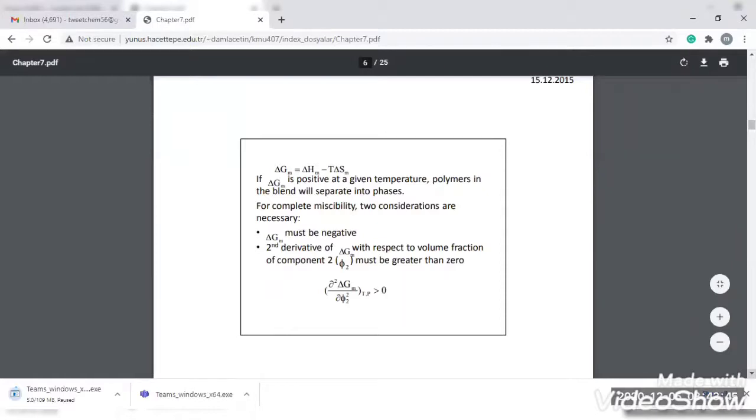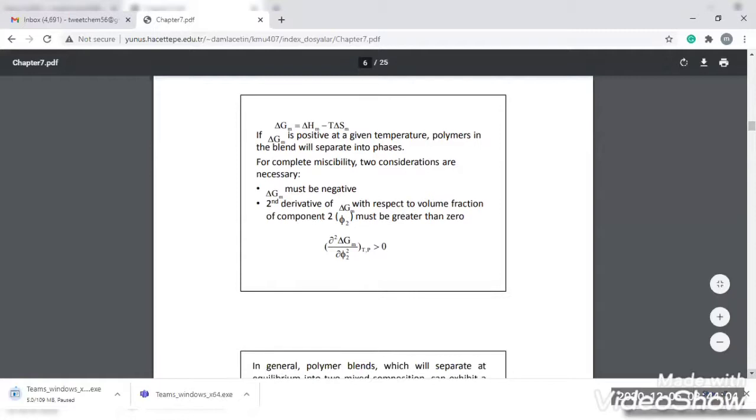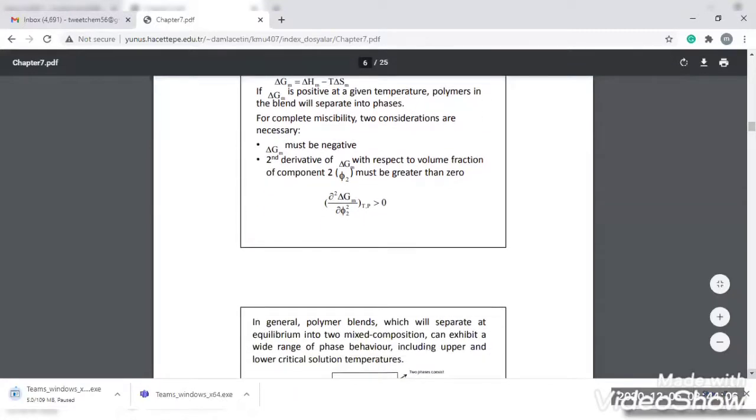Gibbs free energy: if delta Gm is positive at the given temperature, the polymer blend will separate into phases. For complete mixability, two conditions are necessary. First, delta Gm must be negative. Second, the second derivative of delta Gm with respect to the volume fraction of the component must be greater than 0.